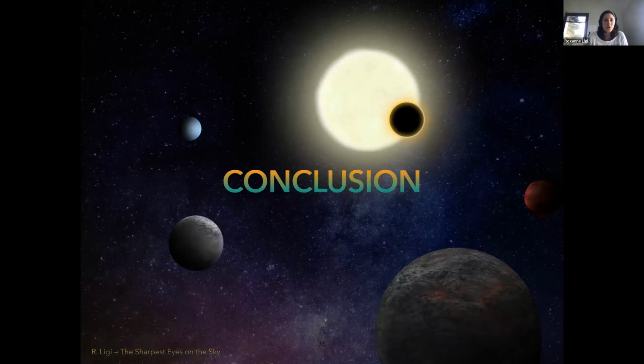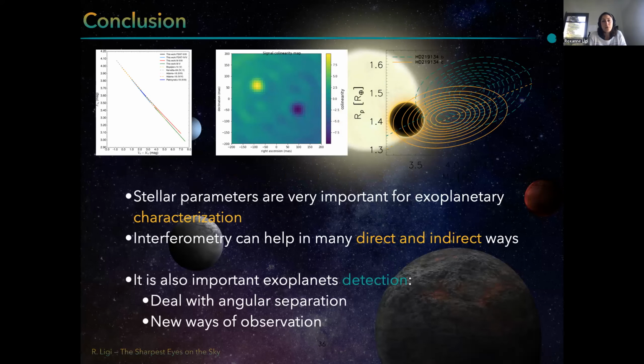Just to conclude, the stellar parameters are very important for exoplanetary characterization, and for this, interferometry is a very interesting method. It can be applied to direct and indirect observational methods to refine the stellar parameters. It's also very important for detection and for dealing with angular separation, and also because it's useful to develop new detection methods. And I thank you.